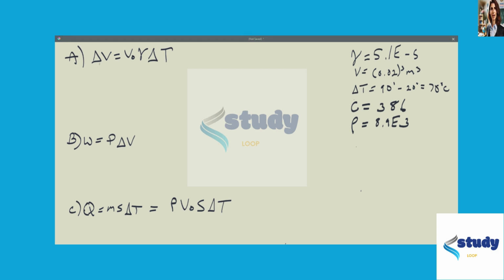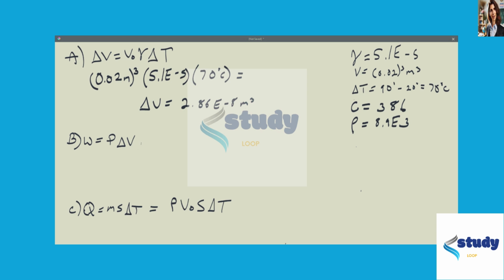We want to know the change in volume, which is going to be the starting volume of 0.02 meters cubed times the thermal expansion coefficient of copper, 5.1, times 70 degrees Celsius. Actually, this isn't the specific heat. This is the thermal expansion coefficient. I'm sorry. That gives us a change in volume of 2.86 times 10 to the negative eighth cubic meters.